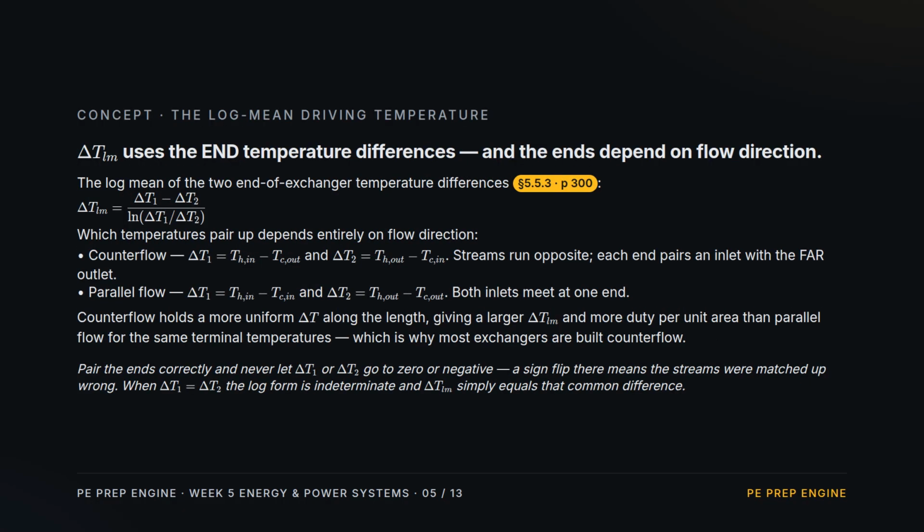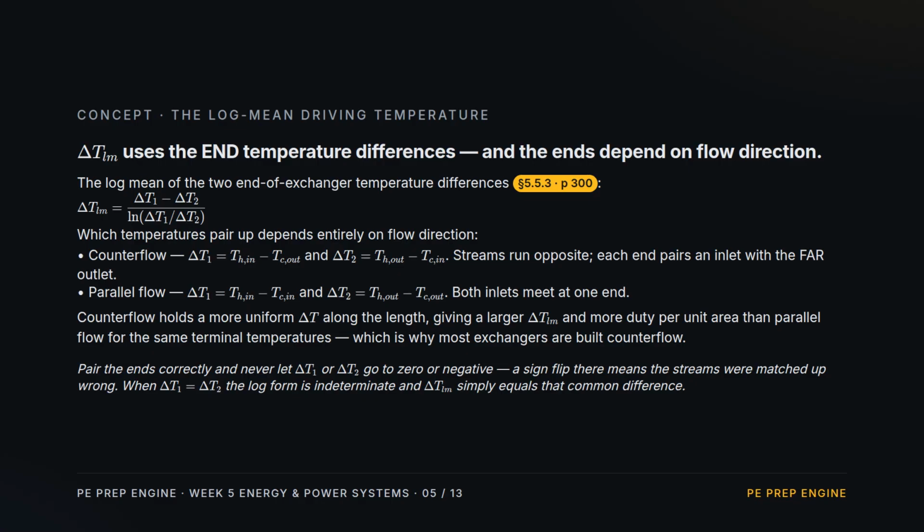The log mean temperature difference is built from the 2 end differences of the exchanger, delta T1 minus delta T2 over the natural log of their ratio. Which temperatures pair up depends on flow direction. In counterflow, the streams run opposite, so each end pairs an inlet with the far outlet. In parallel flow, both inlets meet at one end.